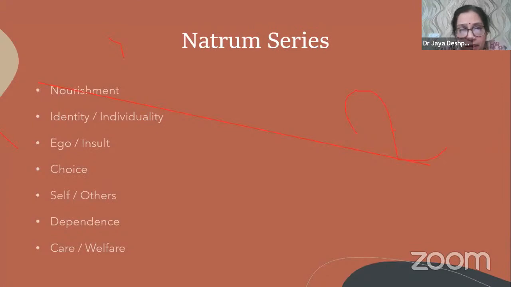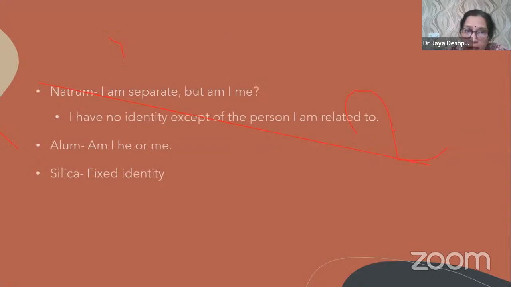The main themes for the Natrum series are nourishment, identity, individuality, ego, insult, choice, self, others, dependence, and care and welfare. Even if you go back to this case, we see there's a lot of issue regarding my identity and also about dependence on the family. Natrum always has this thing, I am separate, because lithium, the second row, is over. The birthing has happened, the child has taken birth. Now the third row starts from Natrum. Natrum is like, now I am separate, but what is my identity? Who am I? They feel that I don't have an identity of myself. It's only I am related to somebody, like mother or father.